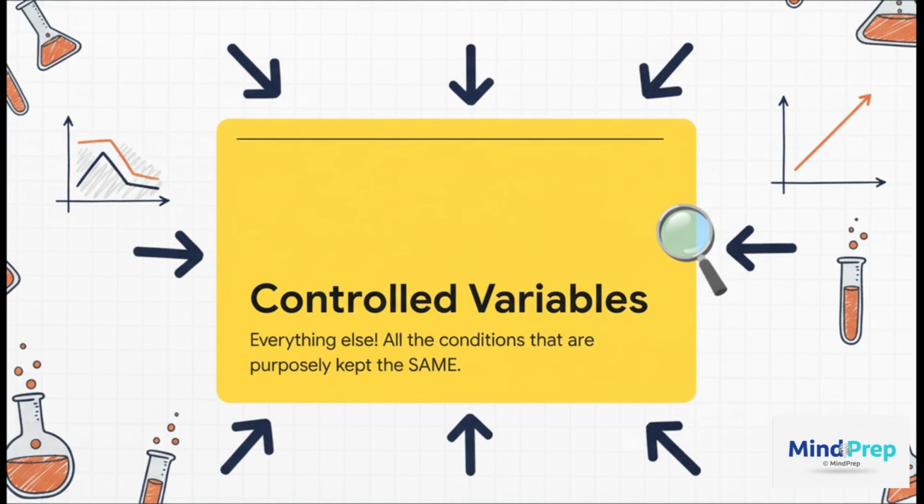And now for the most important part, the real secret sauce for our golden rule, the controlled variables. This is, well, it's everything else. The amount of water, the type of soil, the kind of pot, all of it has to be kept exactly, and I mean exactly, the same for all the plants in the experiment. And why is this so critical? Well, think about it. If you change the amount of sunlight and the type of soil, you have no idea which one actually caused the change in growth. Your results are totally useless.